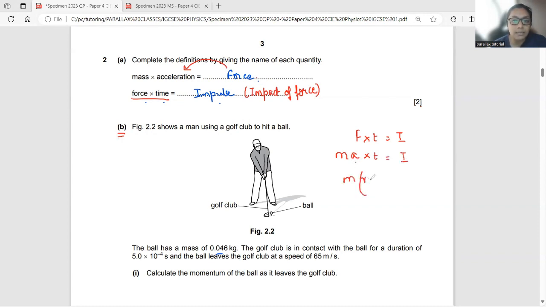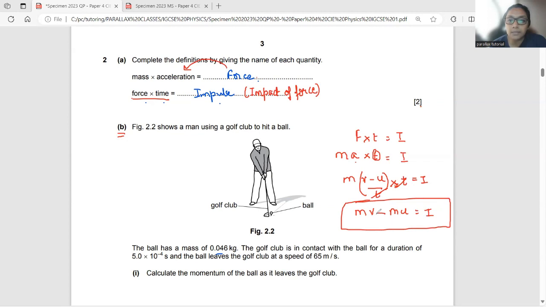Acceleration is what? Rate of change of velocity, where v is final velocity, u is initial. That's the change in velocity over time gives you the rate of change of velocity, and multiplied by time, which is this time over here, is impulse. The time and time get cancelled, so we are left with mv minus mu is impulse. If you observe carefully, this is the change, not rate. Rate means it's always related to time. So this is the change in momentum. So impulse is also change in momentum.